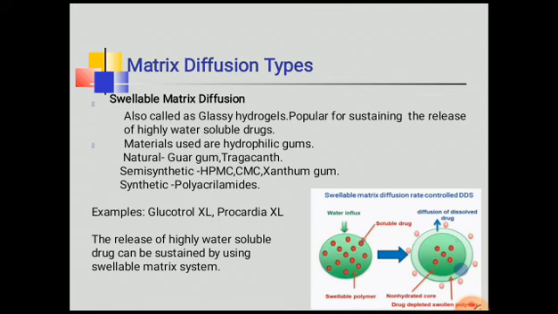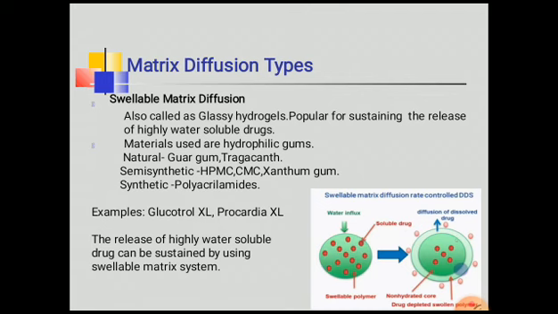So you have to write about this soluble matrix diffusion with this diagram. Why is it called a glassy hydrogel? You have observed agar and tragacanth, I guess, when they swell. You can see that gel nature, right?